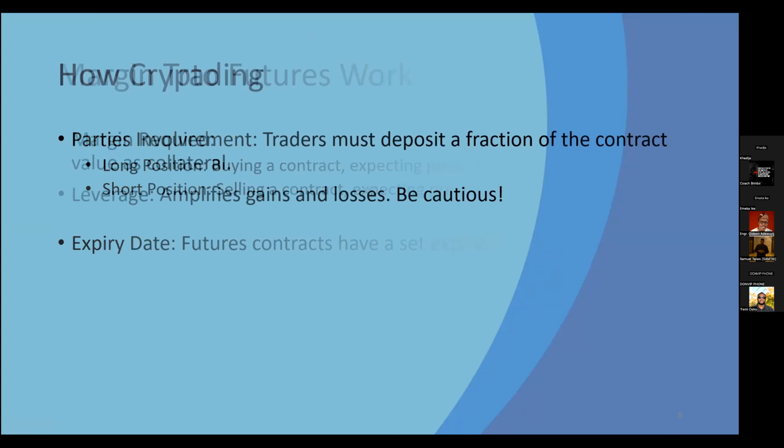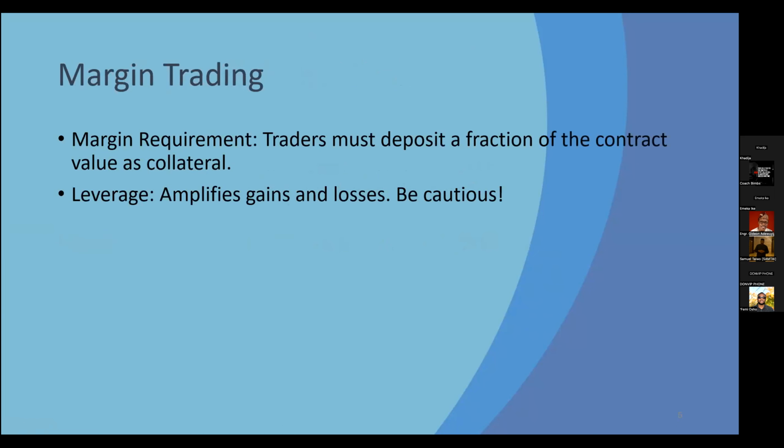Then we have the margin trade. Margin requirement: a trader must deposit a fraction of the contract value as collateral. This is quite different from spot. On spot, you have your USDT and you are converting it to the coin you want to buy. But in futures, your USDT is moved to the futures wallet, and that is what you use to buy the contract.